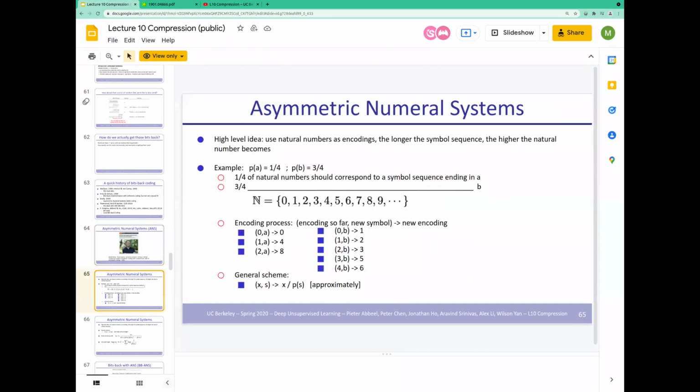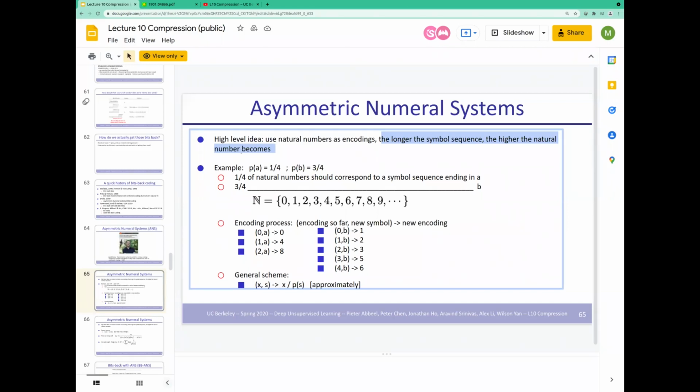Okay, so this is a different encoding algorithm. It's not related. It's a symbol encoding algorithm, just like arithmetic coding or Huffman encoding. So it's just a coding system. The high level idea is to use natural numbers as encodings. The longer the symbol sequence, the higher the natural number becomes. In arithmetic coding, it was just find a number between 0 and 1, or find an interval between 0 and 1. But here it's find a natural number.